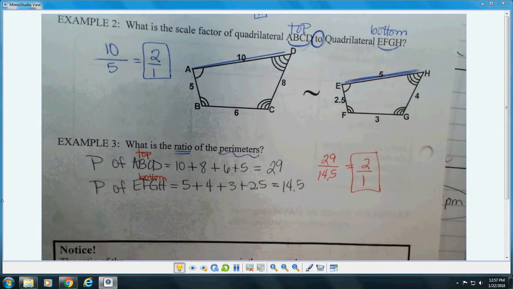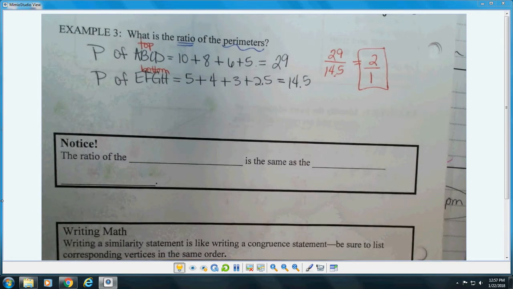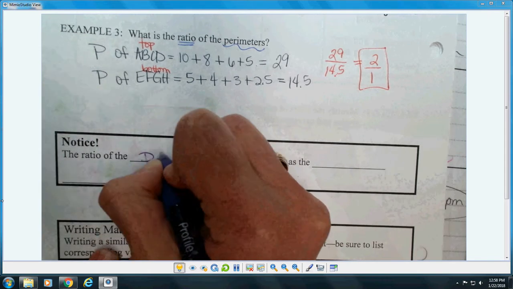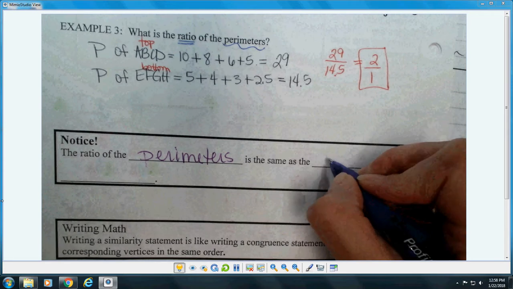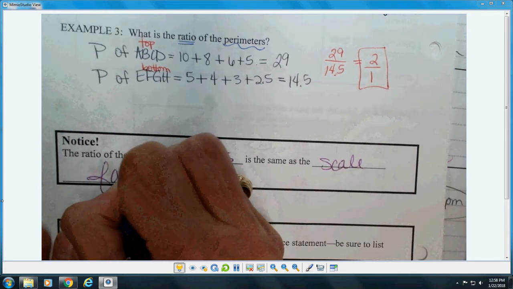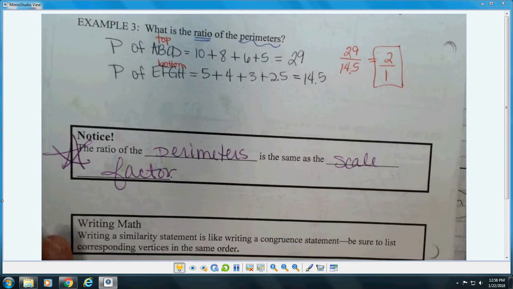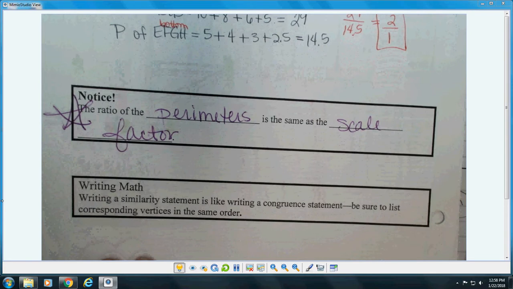It says, notice, the ratio of the perimeters is the same as the scale factor. This will always happen. This is important to you. The ratio of the perimeters is the exact same as the scale factor. I also already told you this, but it's important that you need to know.